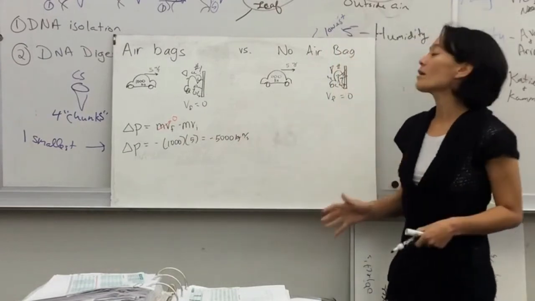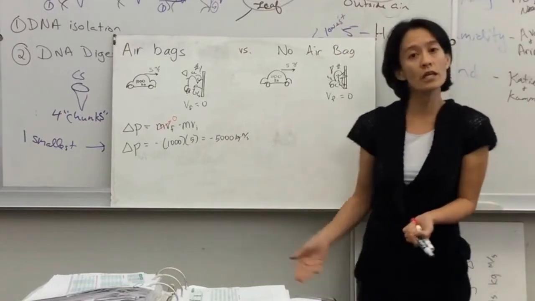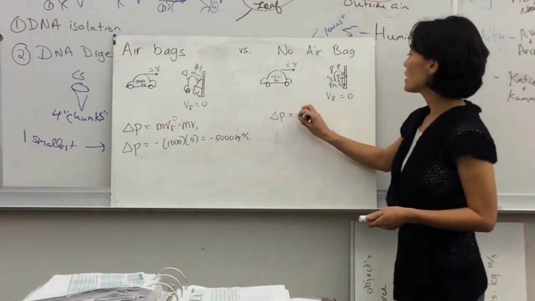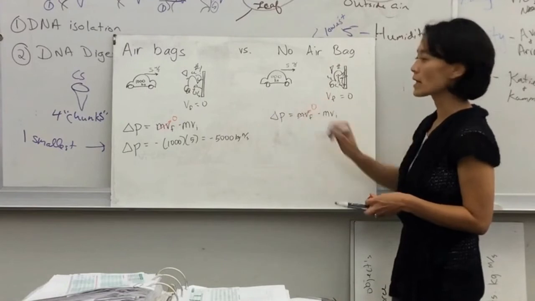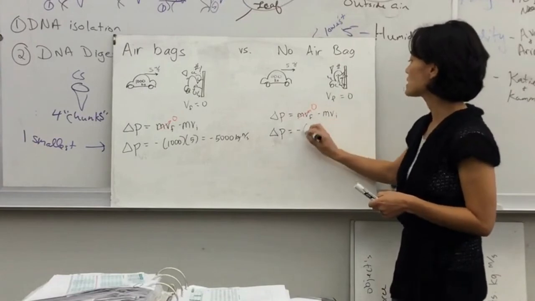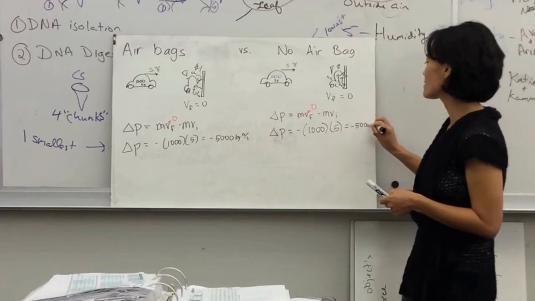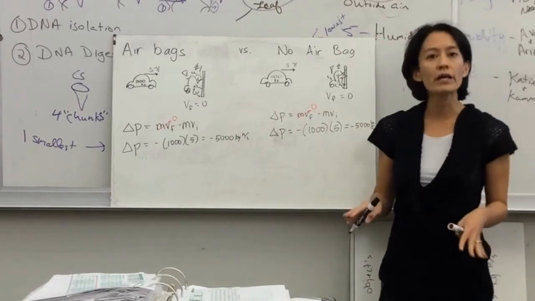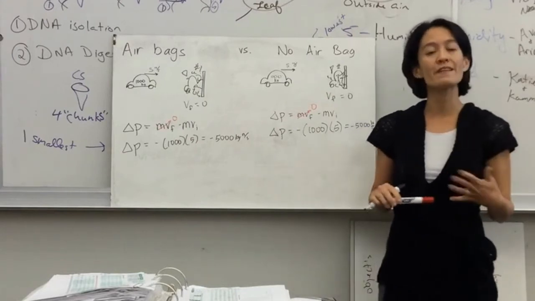So if I have an airbag, the change in momentum that the car is going to experience is going to be negative 5,000 kilogram meters per second. Let's look at it if I don't have an airbag. Again I look at my momentum equation: m v final minus m v initial. My final velocity is still 0, so that becomes 0. My mass is 1,000 and my initial velocity is 5, so I'm still going to have negative 5,000 kilogram meters per second. So whether or not you have an airbag, your change in momentum is still going to be the same. What is going to be different is the force and the time of impact.